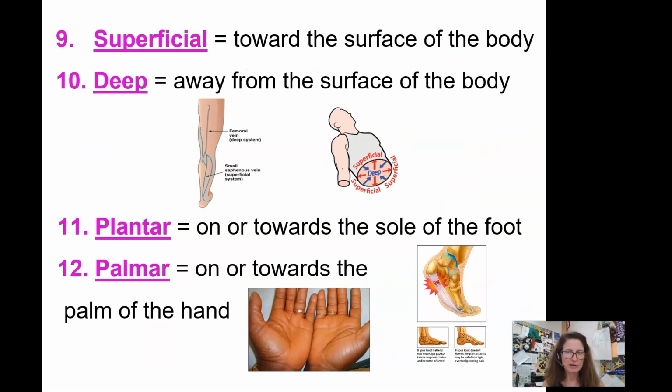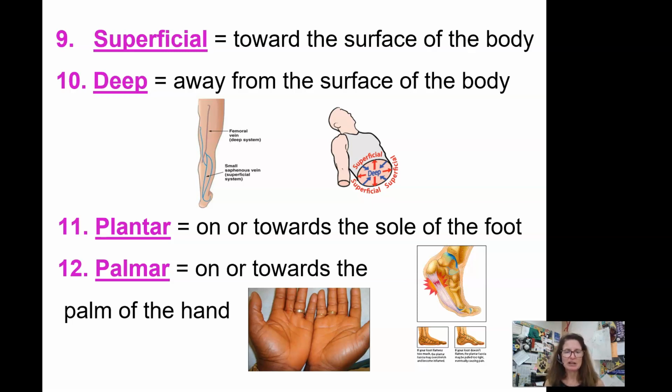Plantar versus palmar are also in our notes, and plantar just means pretty much on the bottom of your foot, the sole of your foot, and palmar just means on the palm of your hand. So not necessarily in relation to each other. Where you hear these terms are, for example, for warts: there are plantar warts or palmar warts. Plantar warts are on the sole of the foot.